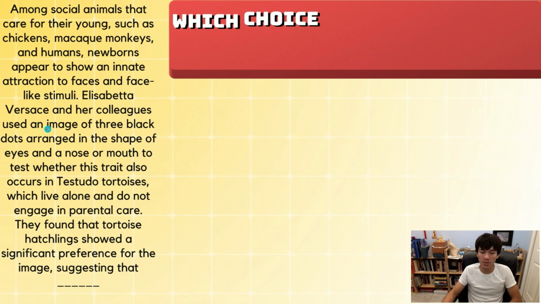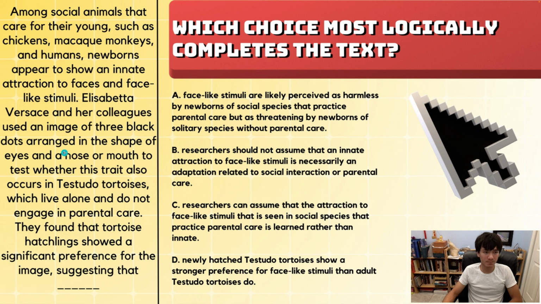Let's analyze the text real quick to get an idea of what's going on. They're wondering if an animal that lives alone and does not engage in parental care would also show preferential behavior towards faces and face-like stimuli.